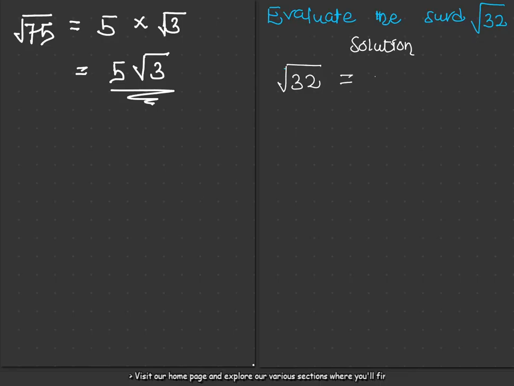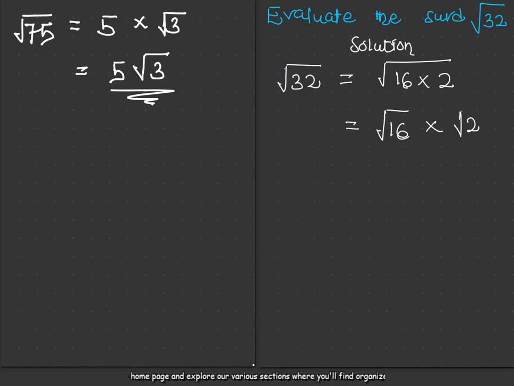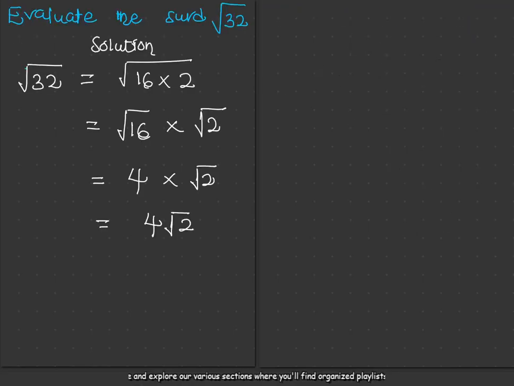So the square root of 32 now becomes the square root of 16 times 2. And the law says if you have been able to write it this way, then let's separate them. So that we have the square root of 16 times the square root of 2. The square root of 16 we know gives us a 4. So we have 4 times the square root of 2, which gives us 4 root 2. Very simple, right? Straightforward.